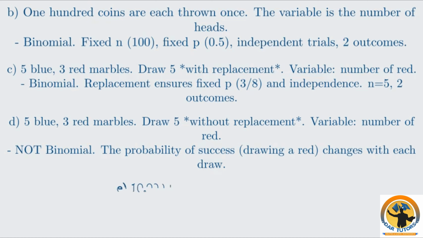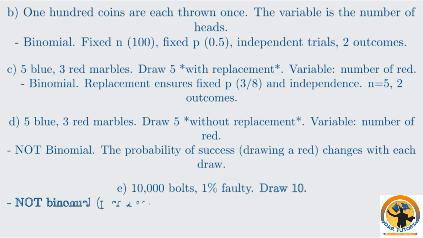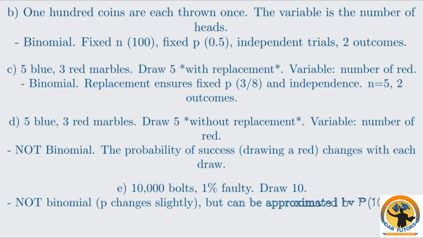Finally, Part E. A large bin has 10,000 bolts. 1% are faulty. We draw 10 bolts. If we assume this is without replacement, which is realistic for drawing a sample, it's technically not binomial for the same reason as Part D. However, because the sample size, 10, is very small compared to the population size, 10,000, the change in probability p is negligible. In this case, we often use a binomial distribution as a very good approximation.